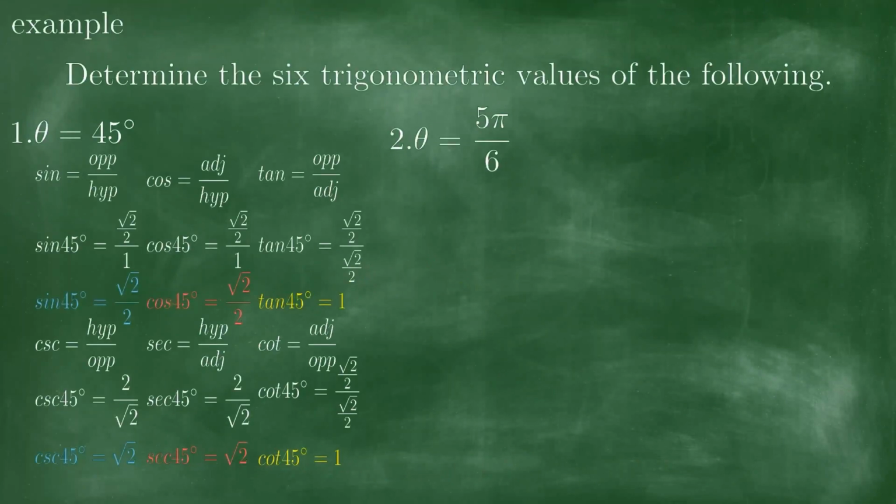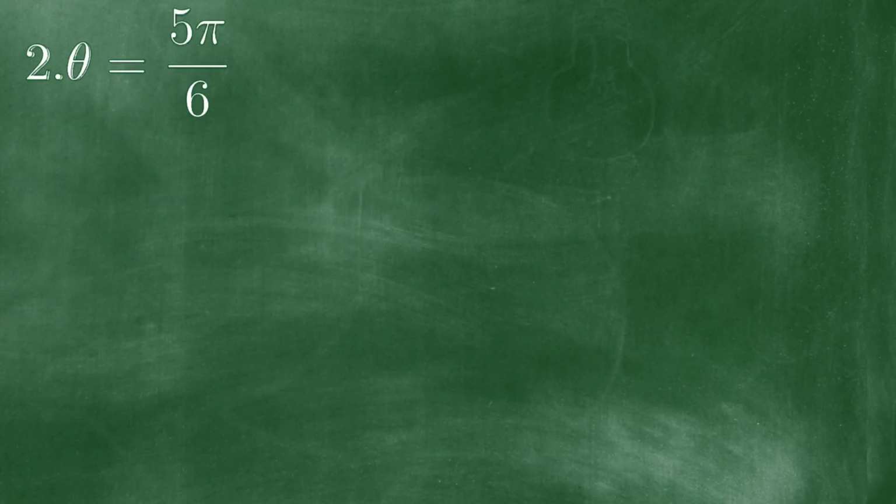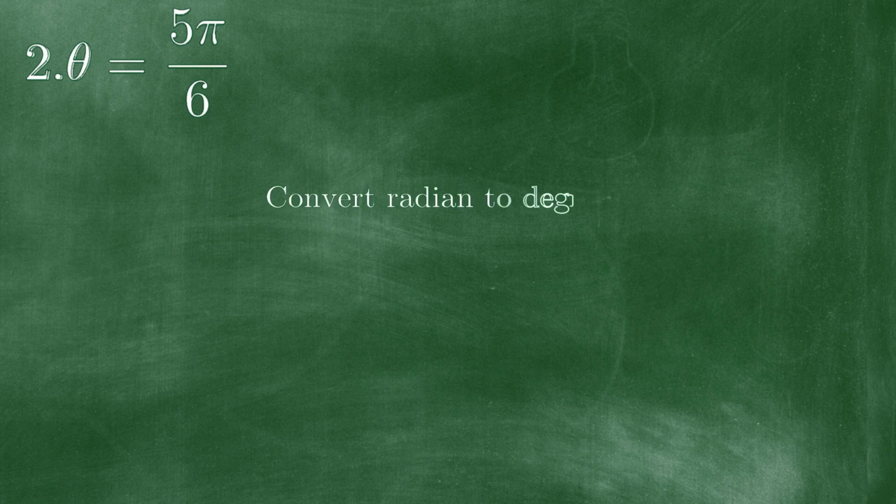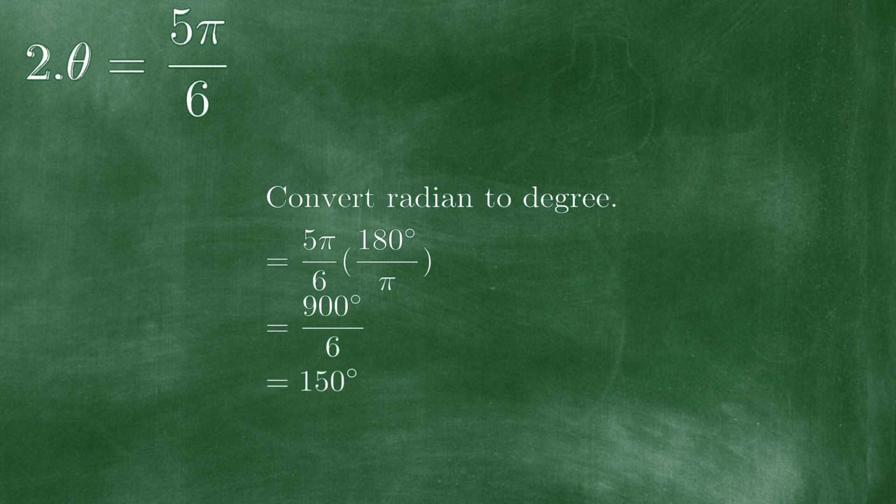Let's have example number 2, which is theta equals 5 pi over 6. Since the given is in radian, we need to convert radian into degree. How to do that? Simply multiply the given by 180 degrees over pi. Simplifying that one, that would give us 900 degrees over 6, which is just equal to 150 degrees.